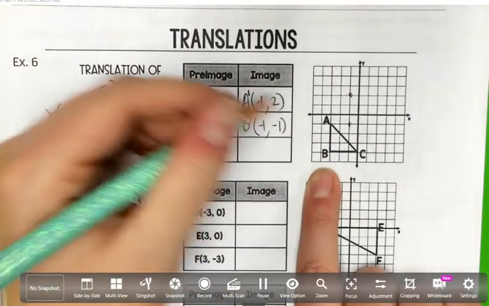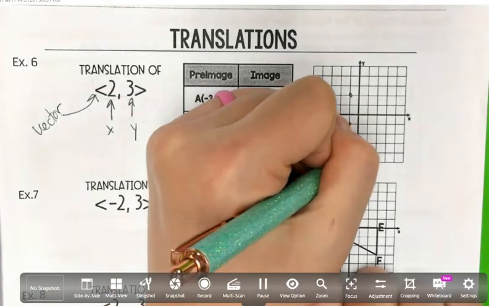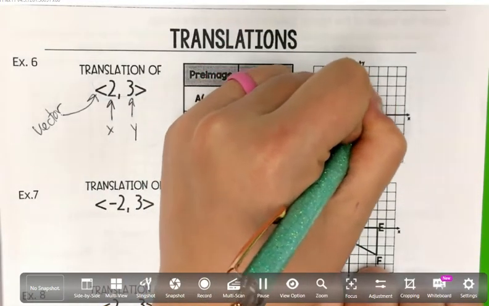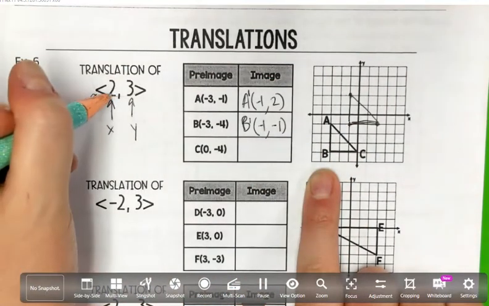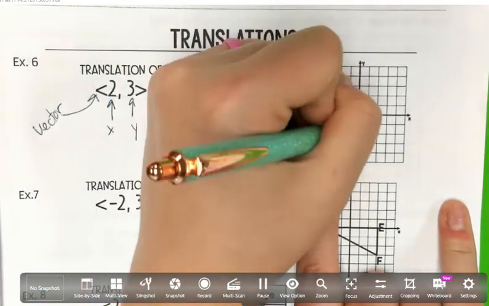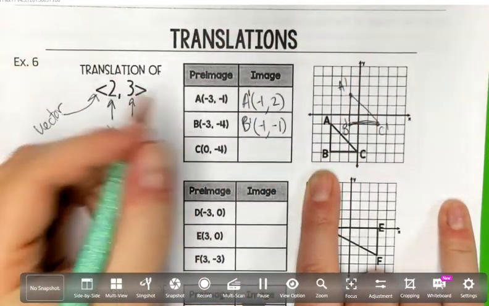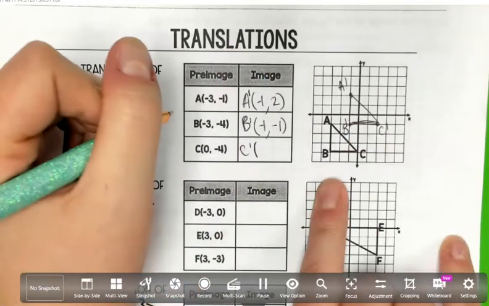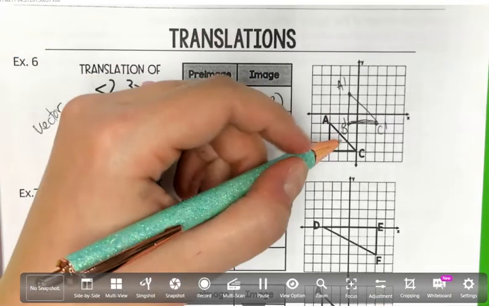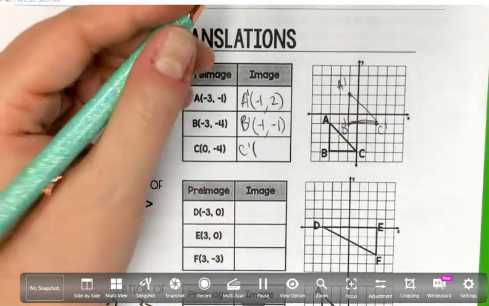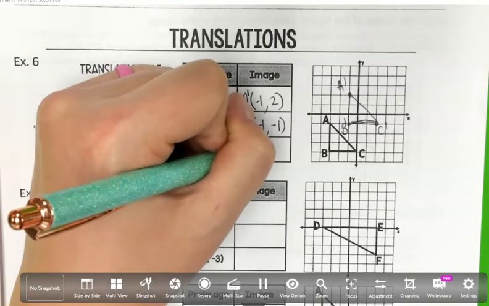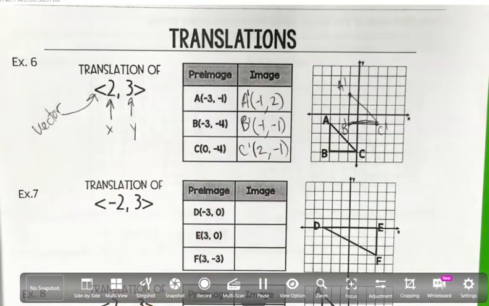And then another way you can look at it is just directly on the graph, counting over 1, 2, 1, 2, 3, and then you've got it on your graph. There's two different ways. You can just add the numbers to the points, or you can look at your graph and count right 2, up 3, because both of these are positive. So we now have our A prime, our B prime, and our C prime. Notice what did not happen. This shape did not change at all. It's the same size, it is just moved. So dilation was getting smaller or bigger. This one just shifts over and up. So now instead of 0, negative 4, it is now 2, negative 1.